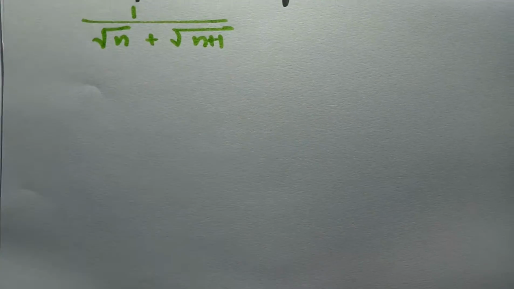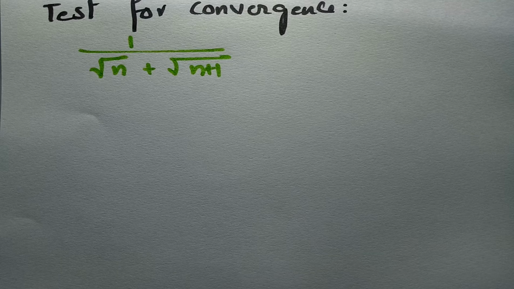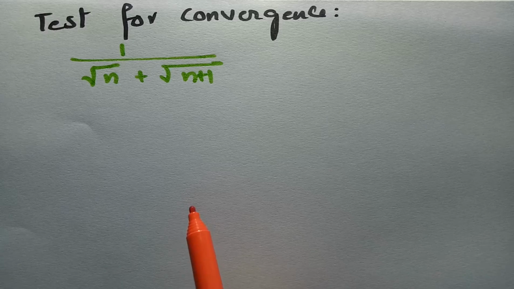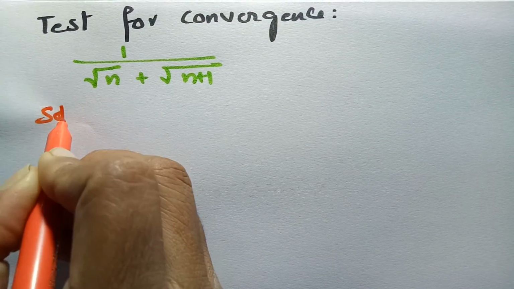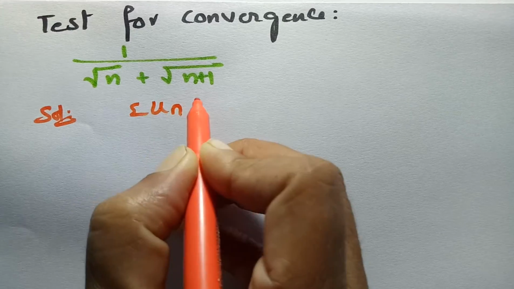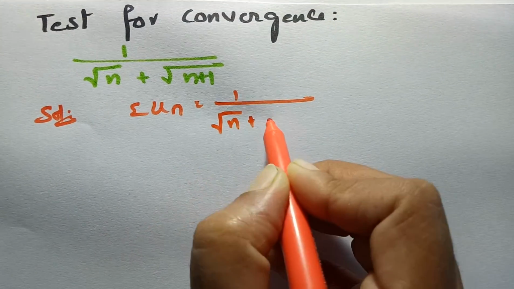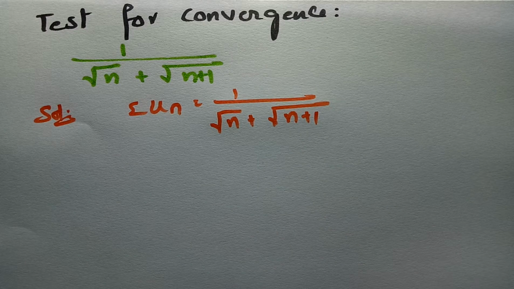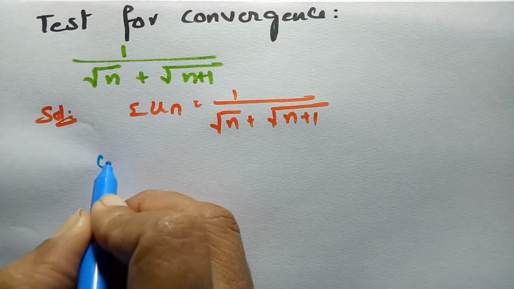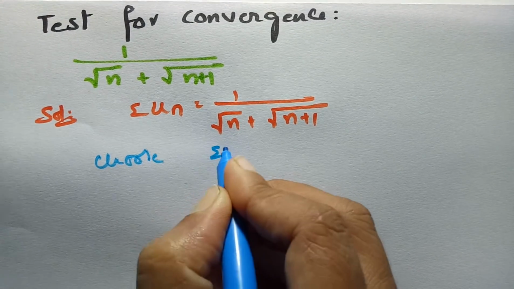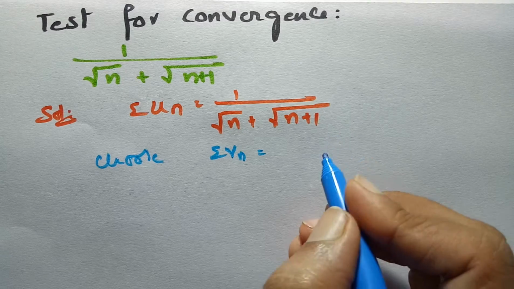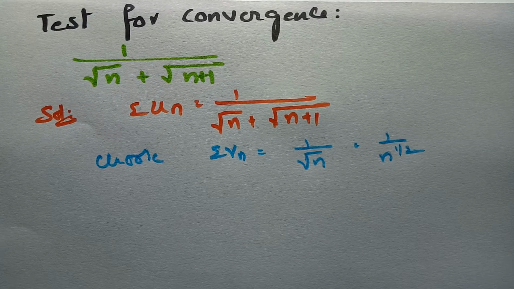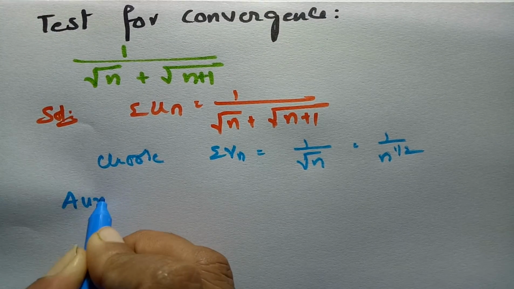Similarly, we have to solve this one: test for convergence of 1 by root n plus root n plus 1. The solution here we have to make: sigma Un is given as 1 by root n plus root n plus 1. What we have to use? We have to use the auxiliary test. For that we have to choose Vn. For that, sigma Vn I am taking as 1 by root n. So this can be written as 1 by n power half, as you all know from the auxiliary series test.